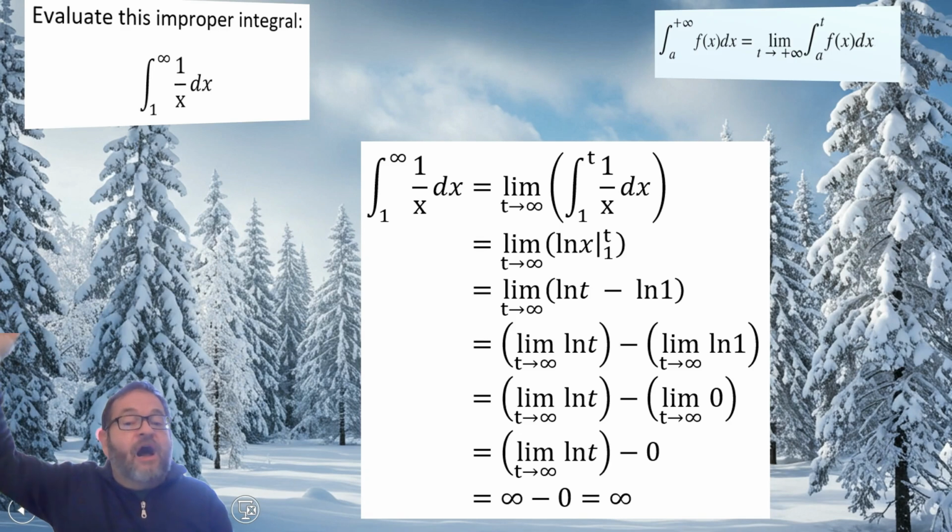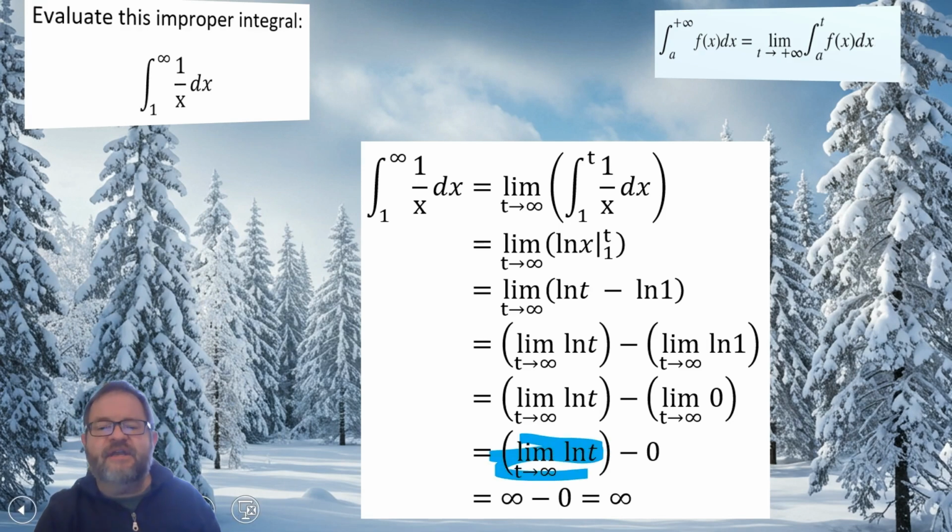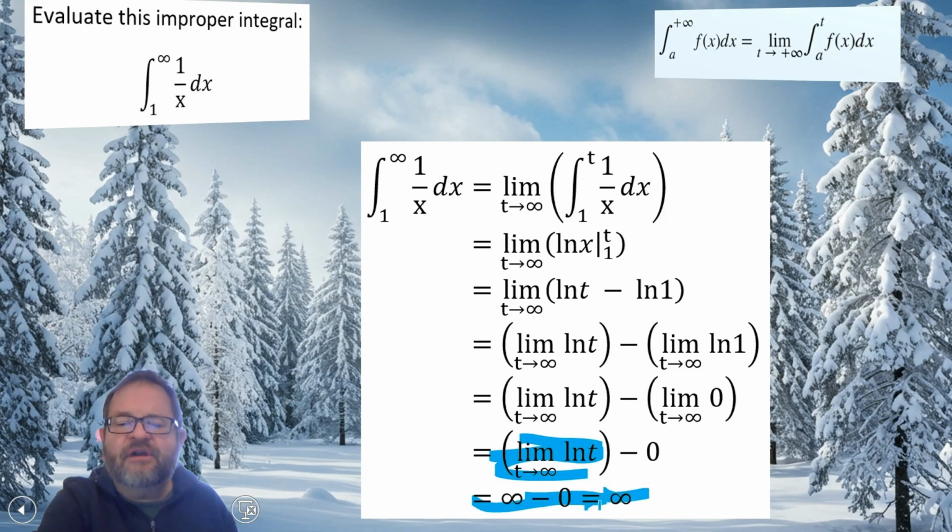The domain of natural log goes all the way out to positive infinity, and the range goes up to positive infinity. There is no number. This does not ever calm down. As you go out to infinity, the natural log goes out to infinity. So this whole term here in parentheses becomes infinity. Infinity minus 0 is infinity.